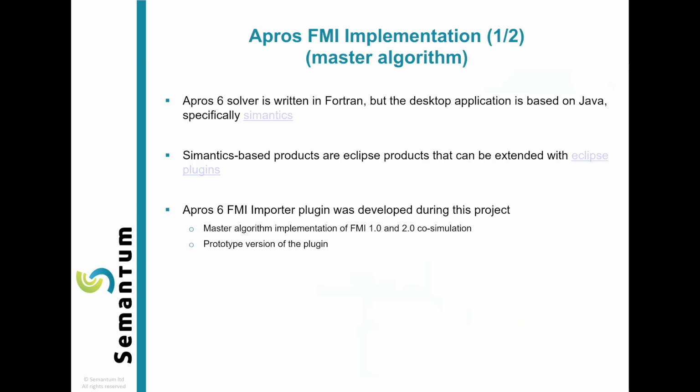So implementing the FMI algorithm for Apros. Specific details are that Apros 6 is essentially a Java application built on top of semantics. It contains a solver written in Fortran, but due to its Eclipse-based product, this semantics-based product, we can extend it with plugins. So we can create Eclipse plugins for it. And that's what we did in this project. We created what we call Apros 6 FMI Importer plugin that contains FMI 1 and 2 co-simulation capabilities, and it's a prototype at this point.